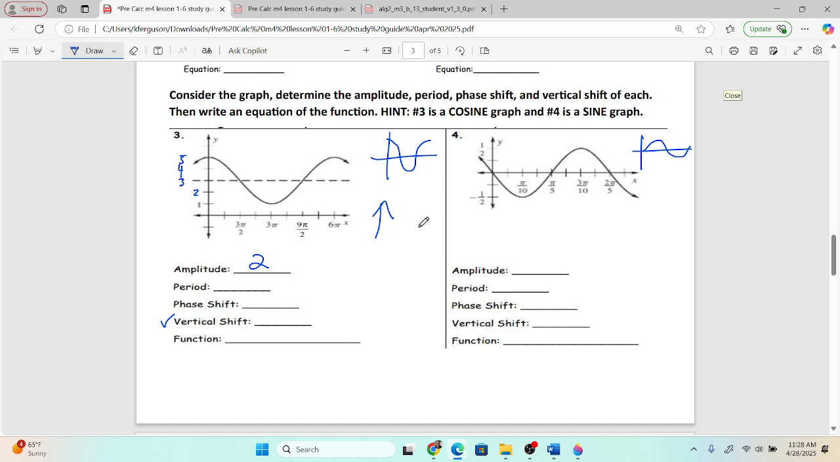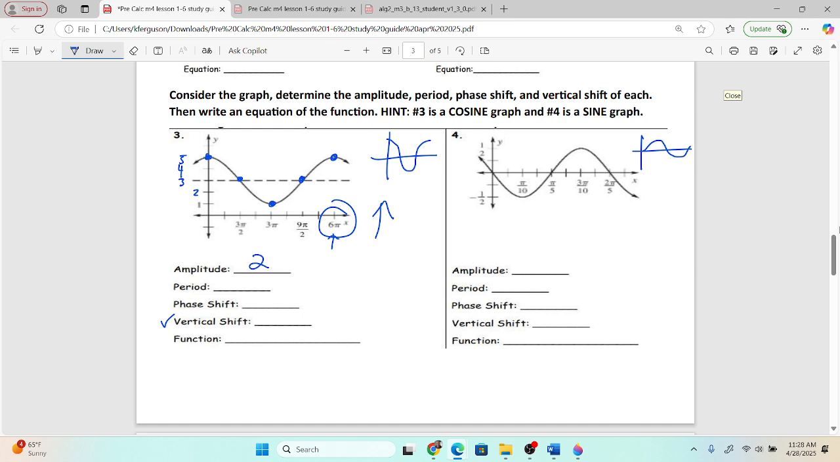So next I say what the period is. Well, I'm looking and the period tells me how long it takes to make one complete cycle. Well, look, here's my start, here's the midline, there's my low point, there's the midline, there's my high point. So how long did it take me to get through one cycle? It's kind of right there. It took 6 pi to get through one cycle.